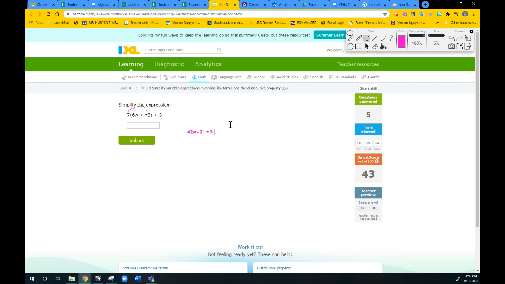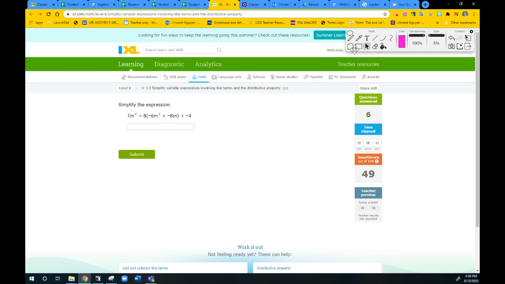So what does that equal? Well, it's going to equal 42W. And then negative 21 and positive 3 are actually like terms. I can combine them together and I get negative 18. Okay, so that's what I'm going to type in to my answer. 42W minus 18. So guys, simplifying the expression is just to make the expression as short and simple as possible.